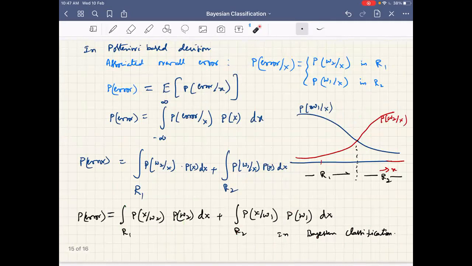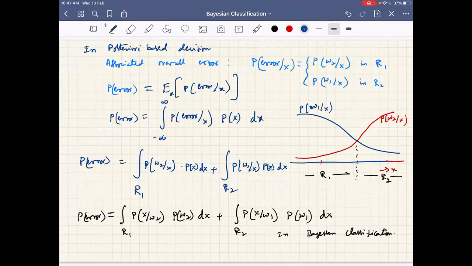And then to get the overall error, what should I do? As somebody has rightly pointed out, the expectation of this over x. So I have expanded it: the probability of error given x times p of x dx. Good. So now, are there any other questions?